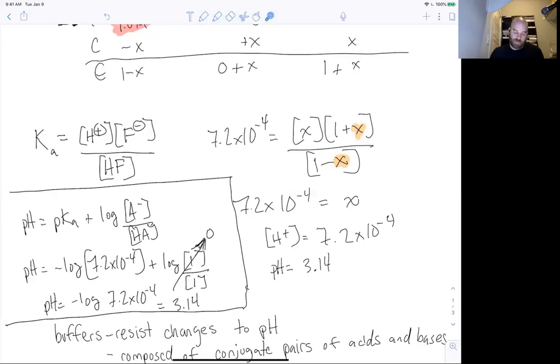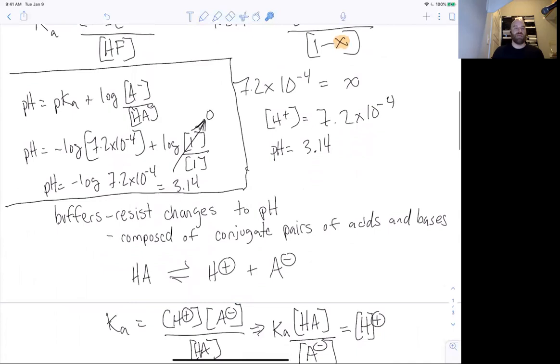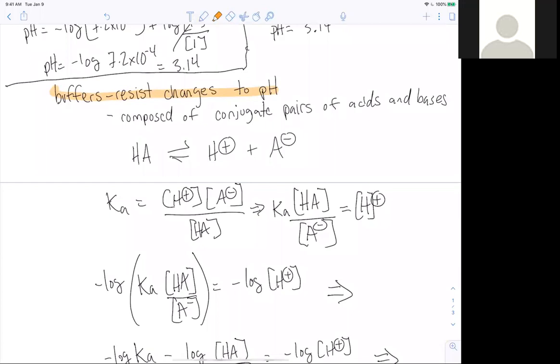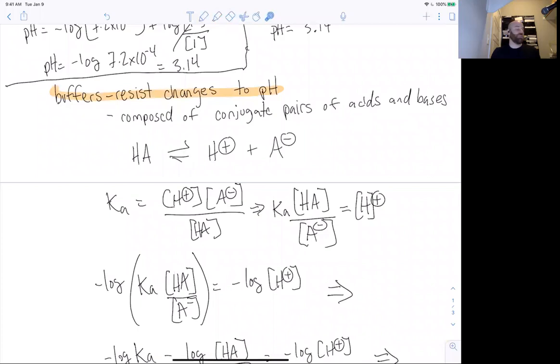So why do we care? Why do we give these things special names? Why does it have its own equation? Buffers are really important because they resist changes to pH. In terms of practical applications, if you work in a subject that deals with solutions, anything that takes place in solution and water, there's a very good chance that you'll be dealing with a buffer. Biologists deal with this, biochemists deal with this, oil and gas people deal with this. Buffers and acid-base chemistry are everywhere. Ocean environmental chemists deal with buffers.